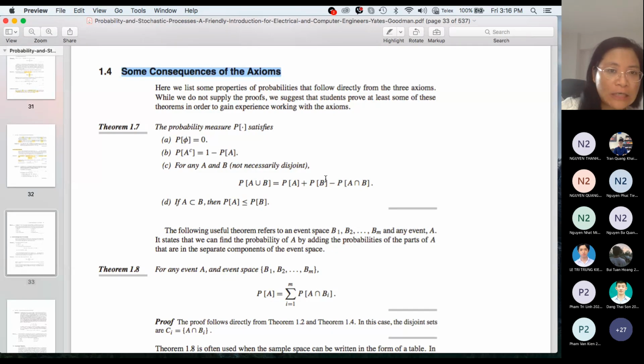Now we use that definition to prove that the probability of the empty set equals 0. The probability of A complement equals 1 minus the probability of A. For A and B, not necessarily disjoint, the probability of A union B equals the probability of A plus the probability of B minus the probability of A and B. If A is a subset of B, then the probability of A is smaller than or equal to the probability of B. Now, I prove it.